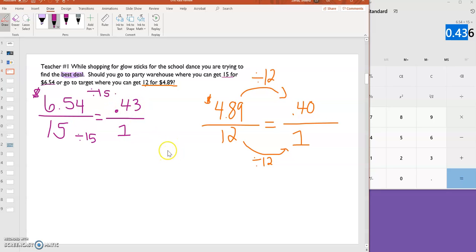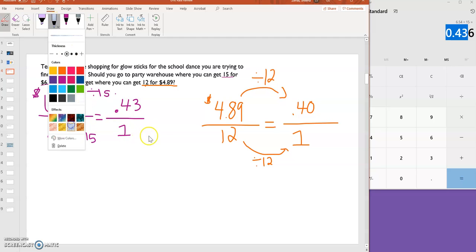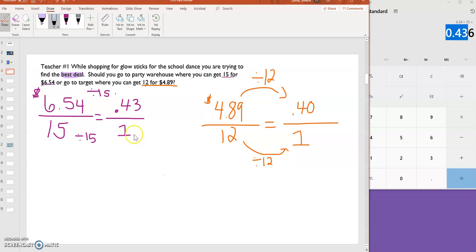Because I have found the unit rate, I can now compare and find the best deal. The best deal is the one where I'm spending less money per item. So over here, we're only spending 40 cents on one versus 43 cents. So we would say that this is the better deal.